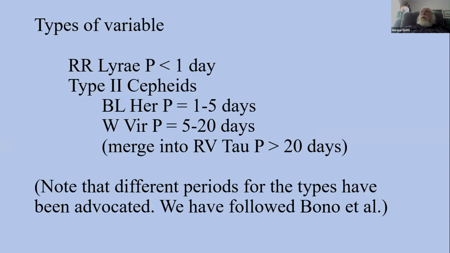A little definition. RR Lyrae stars, of course, almost all have periods smaller than a day. For the type 2 Cepheids, there's been a bit of debate over where the division line should be between stars called BL Herculis stars and W Virginis stars. Here, let's follow the recent Bono et al. paper, setting a 5-day limit for the BL Her stars and going up to 20 days for the W Vir, where they gradually merge into the realm of the RV Tauri variables.